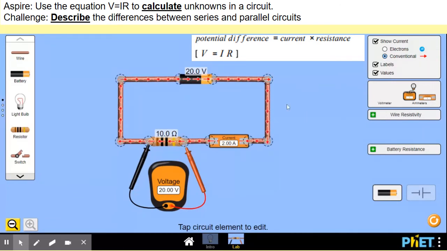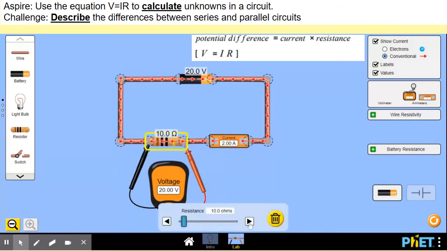So if we think about the equation for resistance, V equals I times R. Here we've got V, which is 20. So 20 equals the current 2 times 10. So 20 equals 2 times 10. That's right. If I increase then the value of this resistance so I can make it bigger, let's double it.